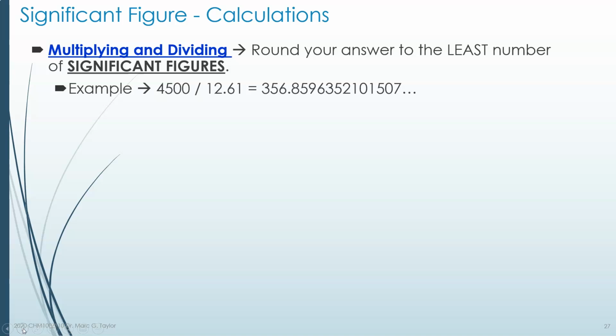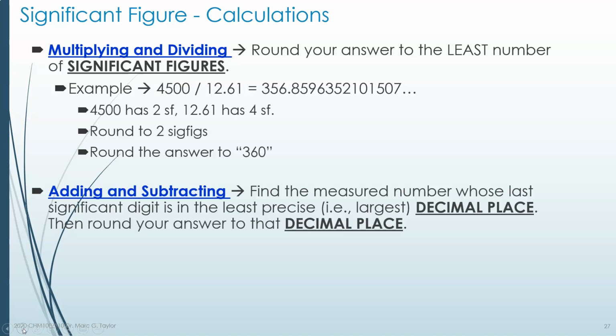So since this number is 356.8, etc., we need to keep the 3, and the 5 in the tens position will be our last significant digit. We needed to round that number. Do we keep it rounded down at 5, or do we round it up to 6? Well, since it's followed by a 6, a high number, we would round the 5 up to a 6, and then replace the remaining digit with a 0, giving us 360.